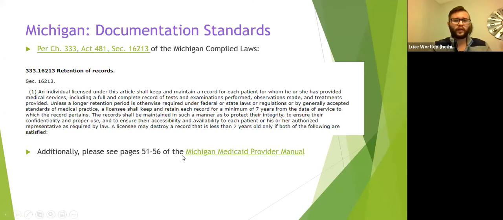But by far and away, the best step-by-step way to document any kind of telehealth service or telehealth encounter can be found in the Michigan Medicaid Provider Manual, similar to Indiana Medicaid, how I lifted language from that. But this goes into quite a bit more detail on pages 51 to 56, and I've got that linked right here to a PDF of that file.